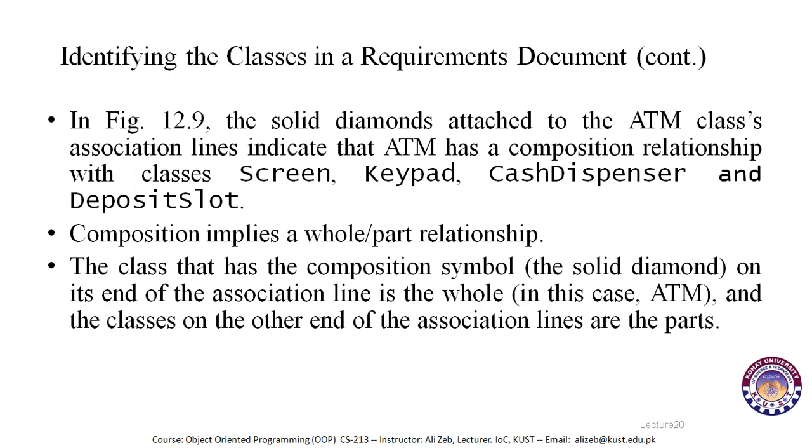The class that has the composition symbol, the solid diamond, at its end of the association line is the whole. In this case, the whole class is ATM, for example, and the classes on the other end of the association lines are the parts. So in simpler terms, the ATM class can exist without the other classes, but the other classes are part of the ATM. So we cannot have a screen without an ATM. We cannot have a keypad, a cash dispenser or a deposit slot. So these classes are part of the ATM, and this can be shown through composition: the ATM will contain objects of these classes.